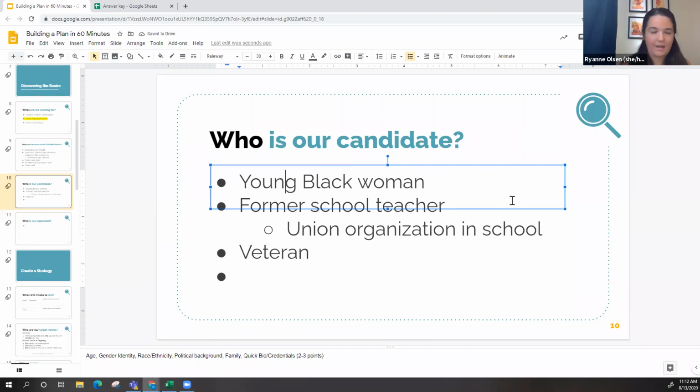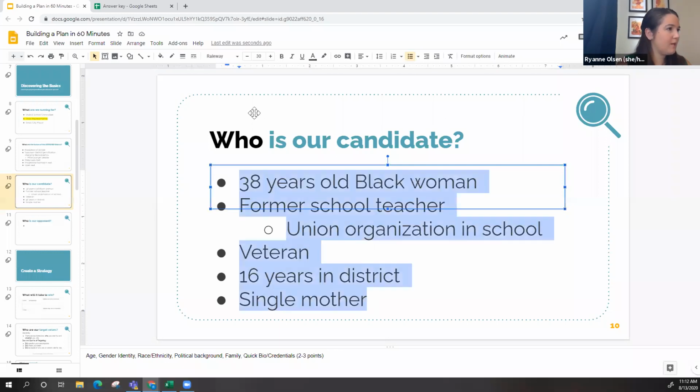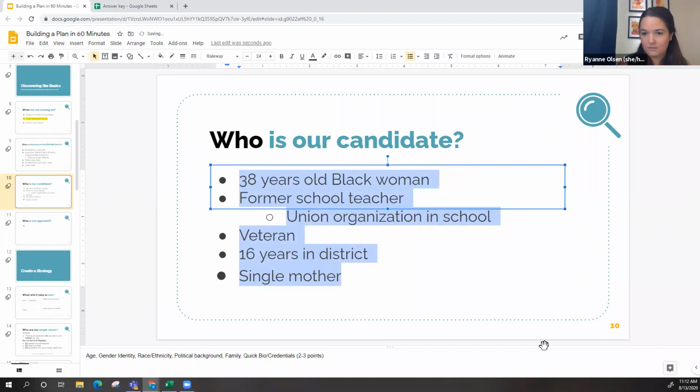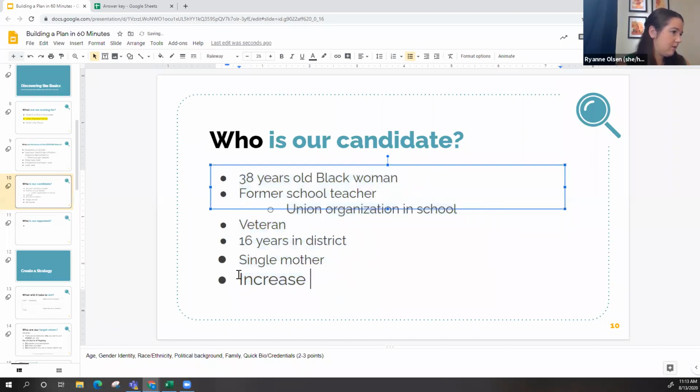School. Okay, we're going to add a few years to her age. We're going to make her 38 years old, because politics is weird, right? The average age for a politician is like 65 or something. So 38 is still considered pretty young. Cool. Okay. I like the idea of her being in the district for 16 years. And she's going to be a single mother. Wonderful. And let's try to say what's her why. Why is our candidate running? Okay. So she's been working to increase diversity and representation within the school.